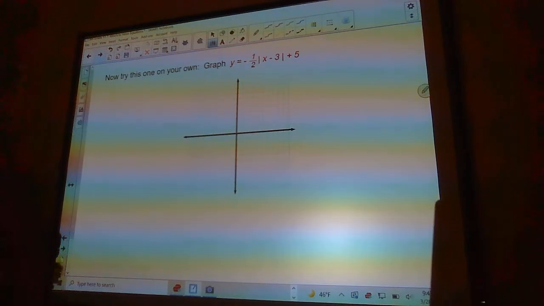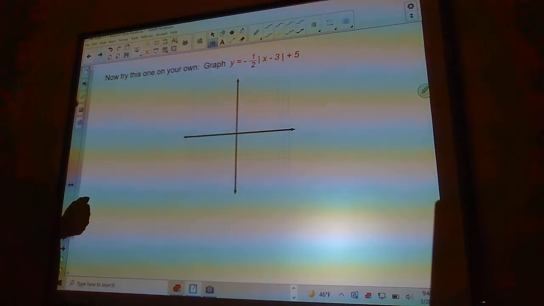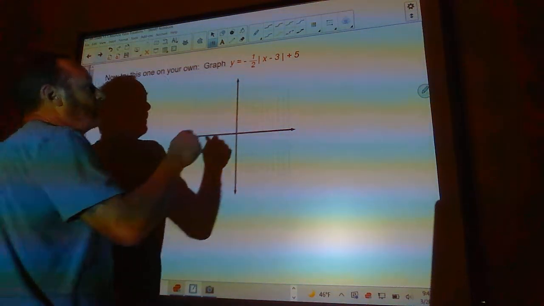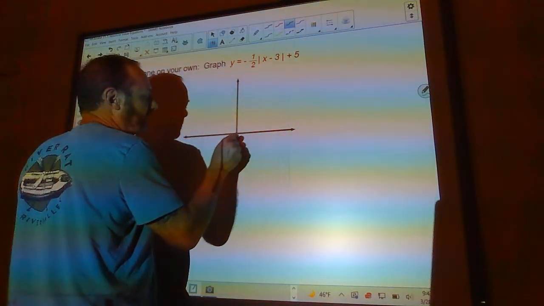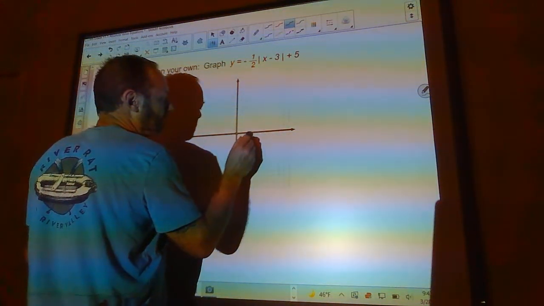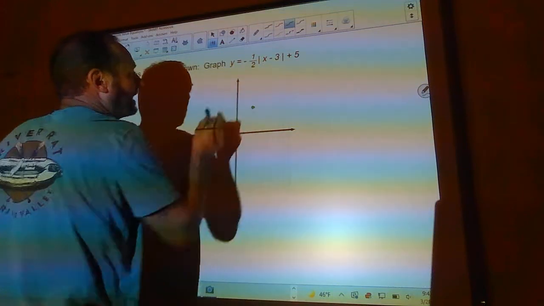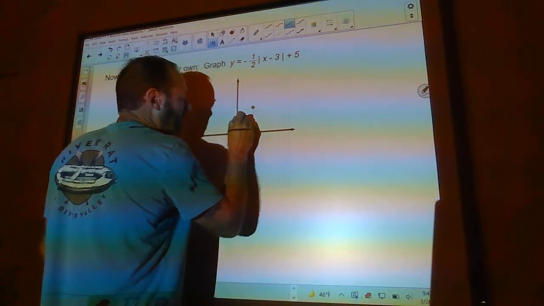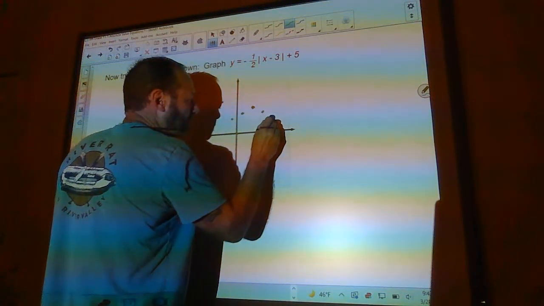Now let's try this one on your own. So pause the video here and try y equals negative 1/2 absolute value of x minus 3 plus 5, and see what you get. Okay, so what's this thing going to look like? The vertex, which we always start out at 0, 0, is going to be moved to 3, 5. So 1, 2, 3, 1, 2, 3, 4, 5. It's going to be right here. It's going to be upside down. It's going to have a slope of 1/2. So it's going to have a point here, and a point here, and a point here, and a point here.